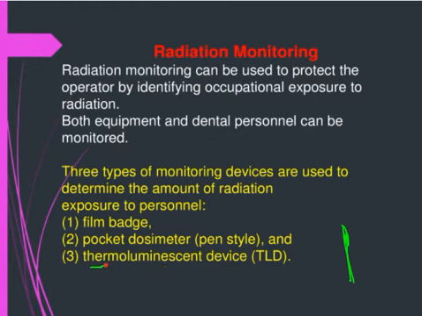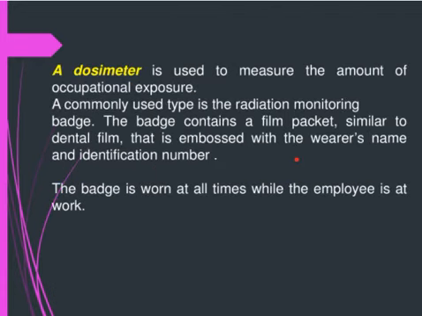Thermoluminescent device: thermo means thermal energy, luminescent means illumination or a glowing device. What they mean to say is that when radiation falls on this instrument, it is going to glow and record the radiation exposure. Okay, so TLD, thermoluminescent device, film badges, and pocket dosimeter. These are the three things that you are going to use to monitor the radiation exposure to the patient. Okay, or to, sorry, not the patient, to yourself.